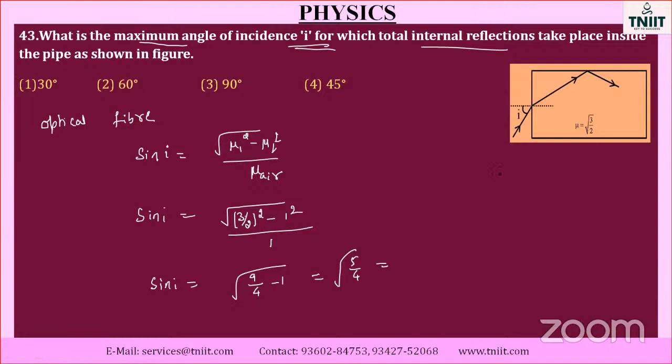Sorry, the mu value is given as root 3/2, no? So root 3/2, so square and square root will get cancelled. It will be 3 only. It is root 3/2, so it will be 3/2 minus 1, which is root of 1/2, that is 1 by root 2. So if sin I value is 1 by root 2, can you tell me what is the value of I? I value is 45 degree. So angle of incidence is 45 degree. So I should be 45 degree.